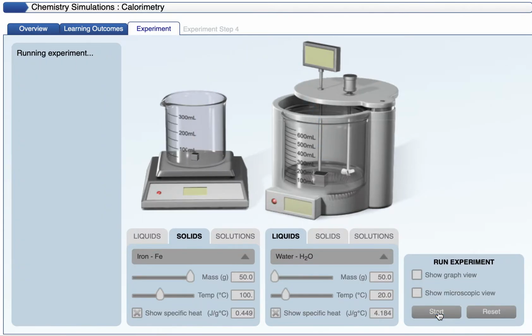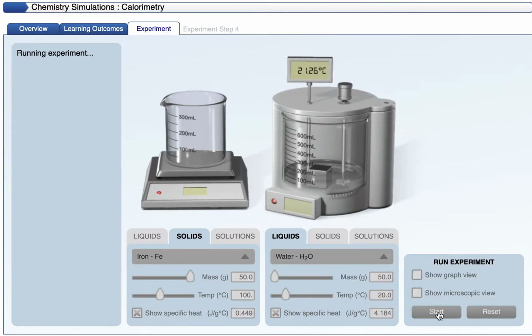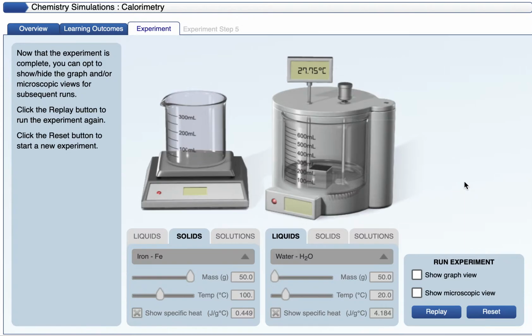So we put them in the container, and we've got that iron that was at 100 degrees Celsius. We have equal masses of both the iron and the water, and we can see what happens to the change in temperature of each of these substances and what the equilibrium temperature is. All right, so our experiment is complete, and we see that the equilibrium temperature is 27.75 degrees Celsius.